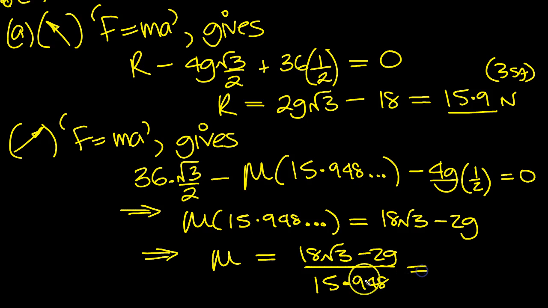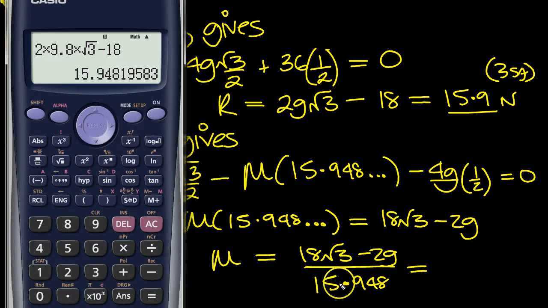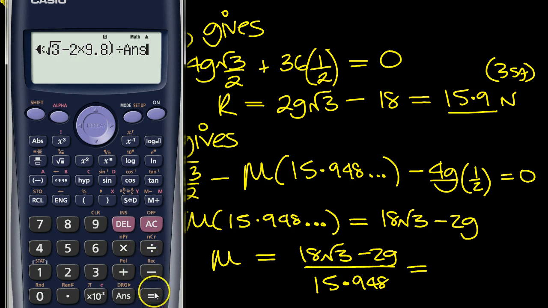So I've got this answer in the calculator, haven't I? So let's just do this divided by answer. 18 root 3 then, the square root of 3, minus 2 times 9.8. Now we want to put that all in a bracket, don't we? Because we don't want to press answer, because we're going to divide by the answer that we've got in memory. So there's our top number. Divide by answer.